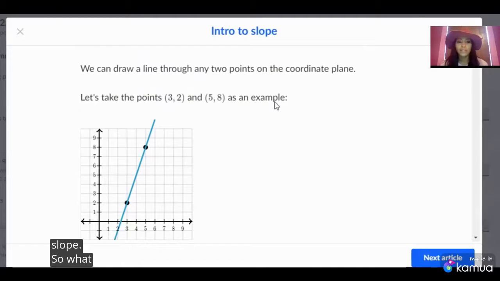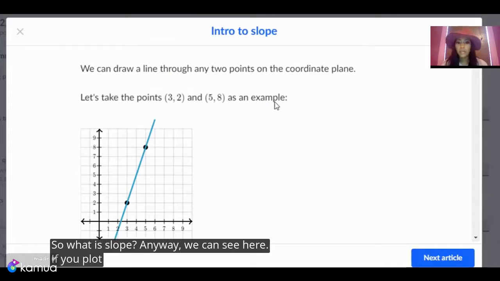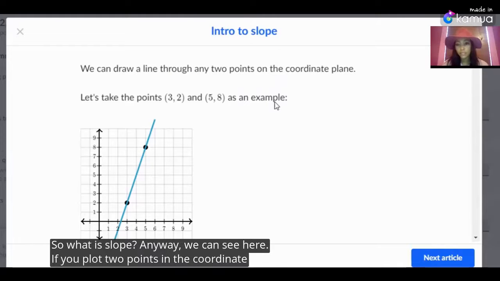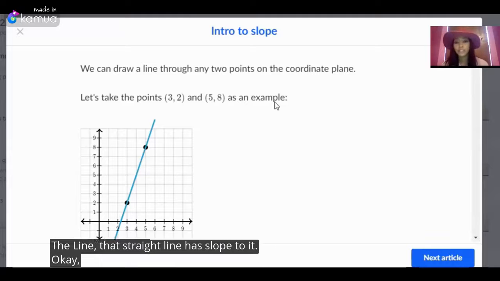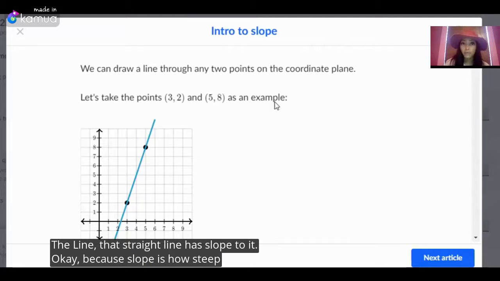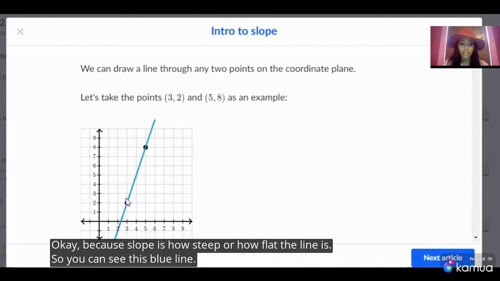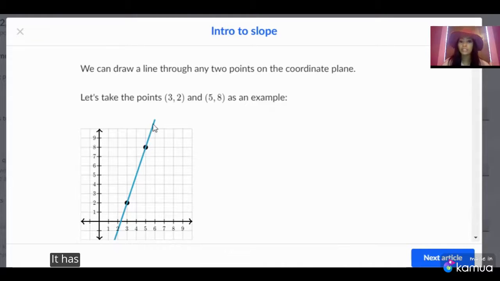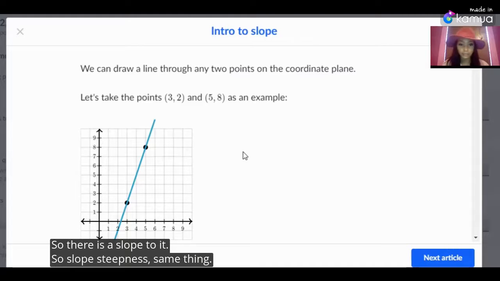So what is slope anyway? We can see here, if you plot 2 points in the coordinate plane and then you draw a line through the points, a straight line, that straight line has slope to it, okay? Because slope is how steep or how flat the line is. So you can see this blue line, it has some steepness, so there is a slope to it. So slope, steepness, same thing, okay?